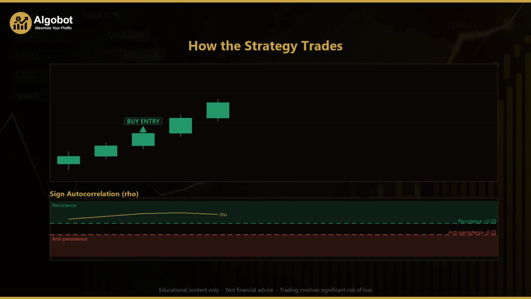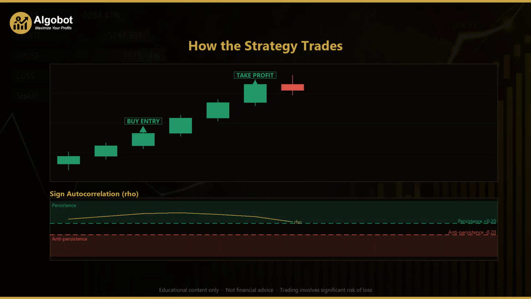Now watch the bar marked with the buy entry. This is a decisive up bar, and crucially its range clears the noise filter, meaning it moved more than half of the average true range. With rho above the persistence threshold and a strong up bar just closed, the strategy signals along. It buys in the direction of the push, placing its stop 1.5 ATR below the entry and its take profit a full 3 ATR above, because in a trending regime, it wants to give the move room to extend.